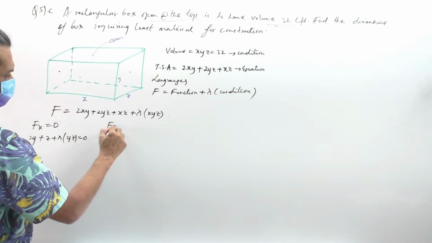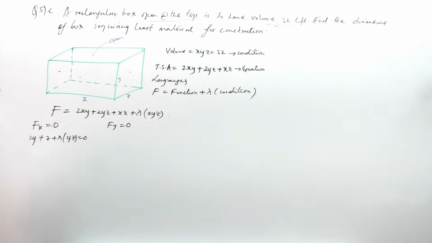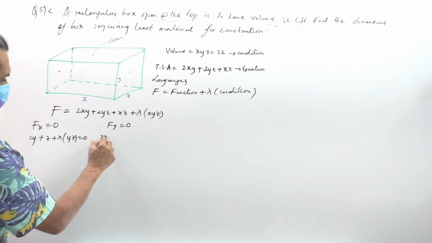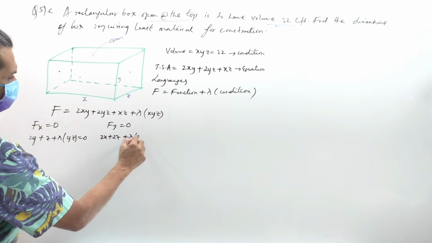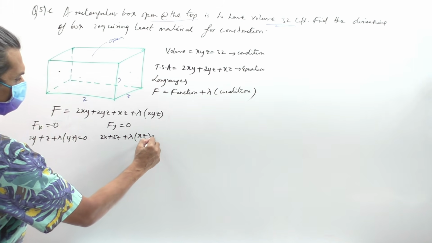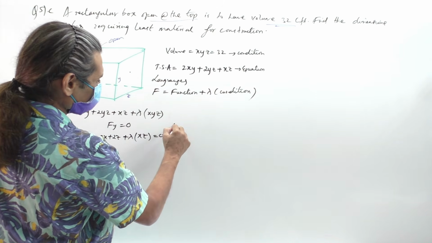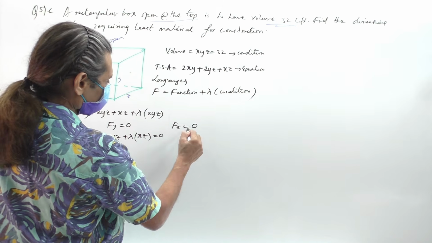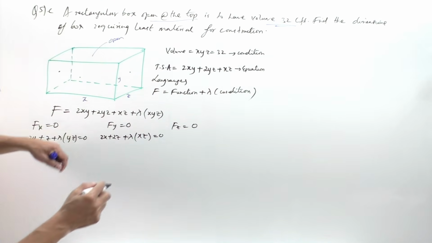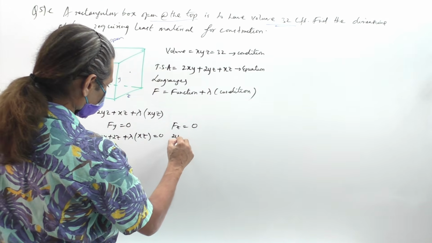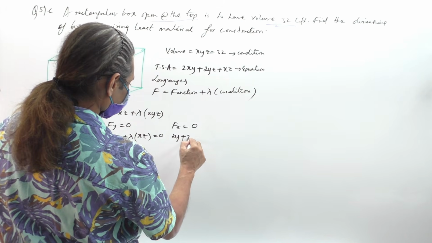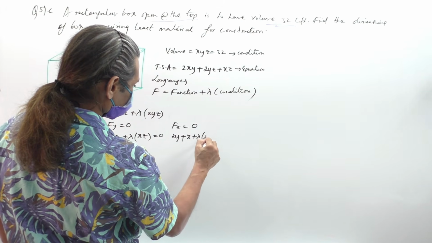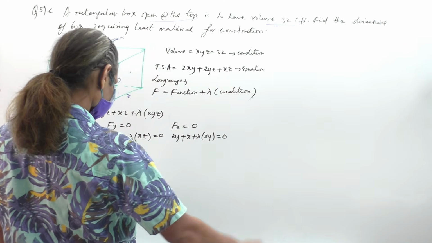Then Fy equal to 0, partial differentiation with respect to y: 2x plus 2z plus lambda into xz equal to 0. And lastly Fz equal to 0: 2y plus x plus lambda into xy equal to 0.